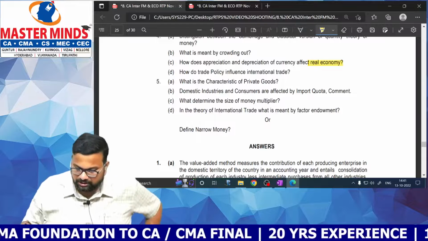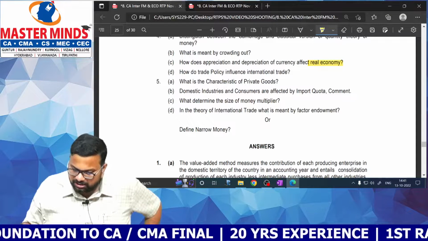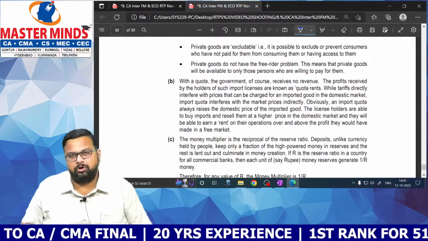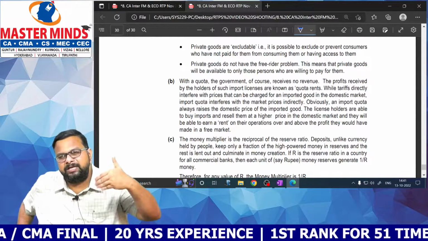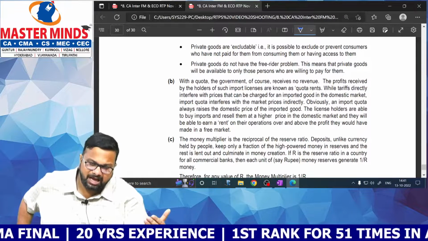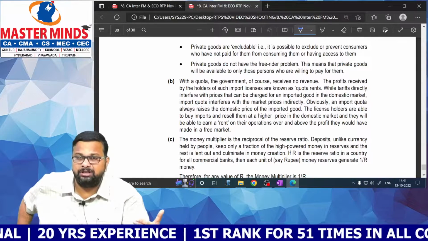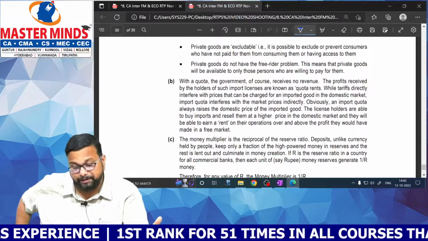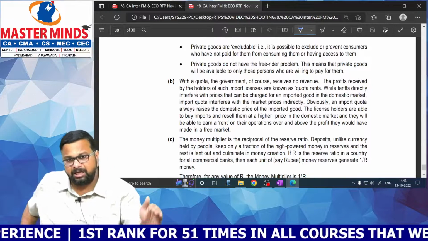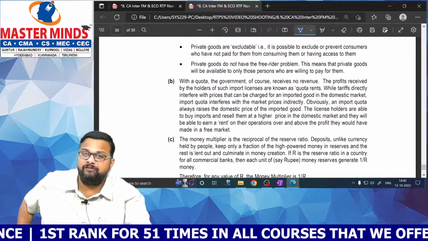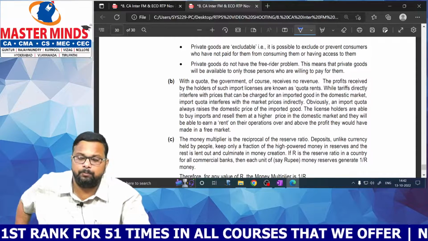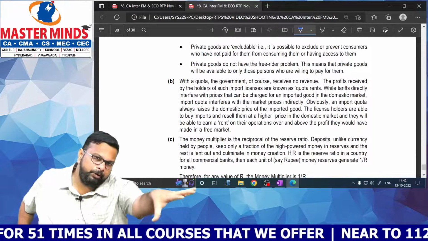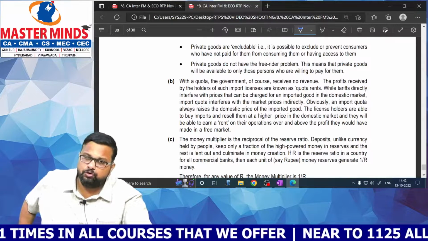Right. Next, domestic industries and consumers are affected by import quota. Comment, yes. What do you mean by import quota? If the government is imposing binding quota, that means the quota is below the free trade level. The amount of import that is allowed is below the free trade level. Then automatically imports decrease. It leads to scarcity of imported goods in the market, and people are dependent more and more on imported goods. Automatically demand for imported goods will be high. When the demand for imported goods is high, price of the goods increases.